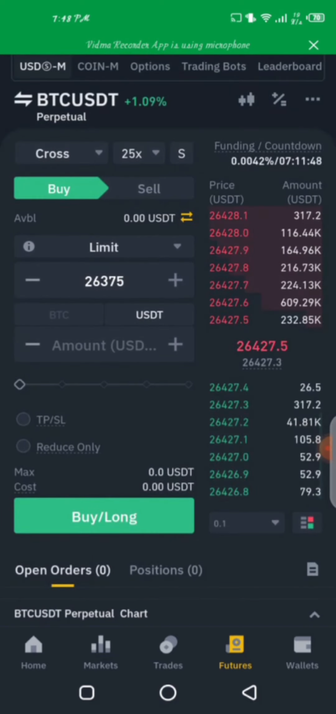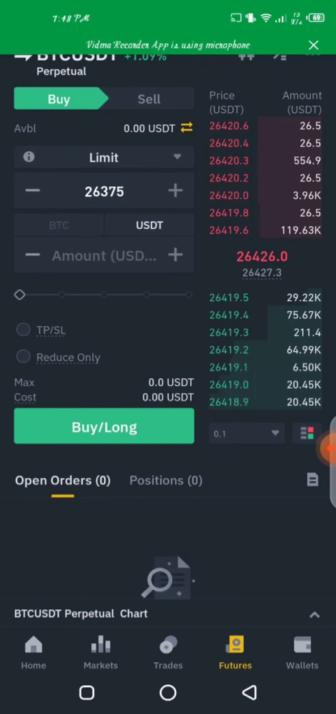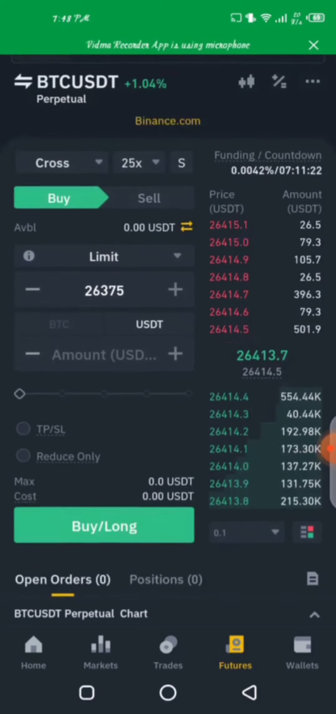But for cross, let's say you have $100 and you took a trade with $10, which is 10% of your $100, and the market starts going against you and exhausts the $10. From the remaining $90 you have, it will still keep you in the trade. So automatically, if the market goes so bad against you, you might end up losing your entire capital. But that is why you should always use stop loss. Don't joke with your stop loss.